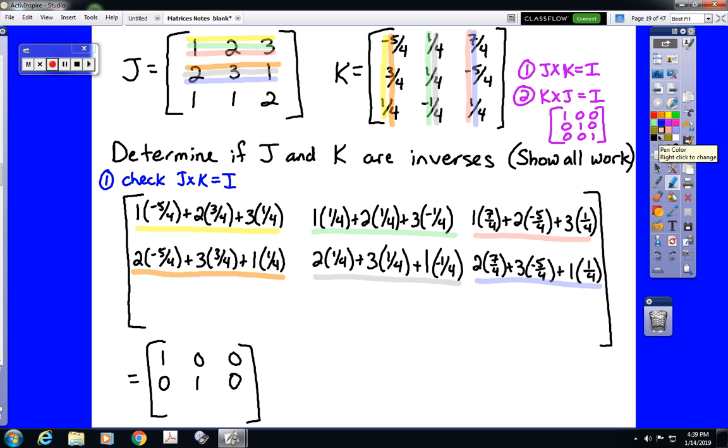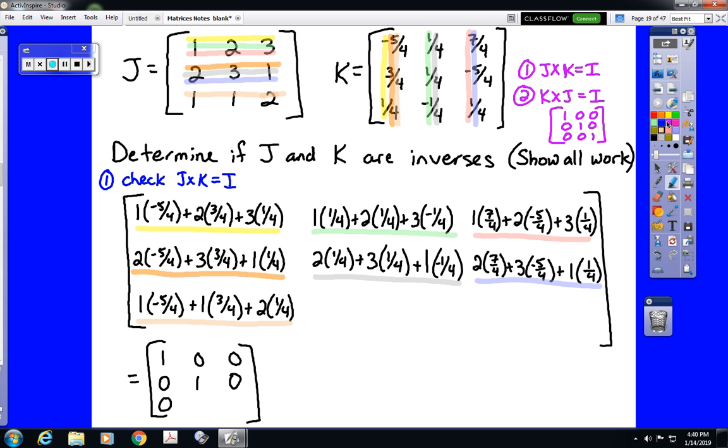Yeah, that'll work fine. Row 3 times column 1. That is 1 times -5/4 plus 1 times 3/4 plus 2 times 1/4. Now that has to equal 0. Well, that's -5/4 plus 3/4 plus 2/4. That would be 0. So onward we push. 2 to go.